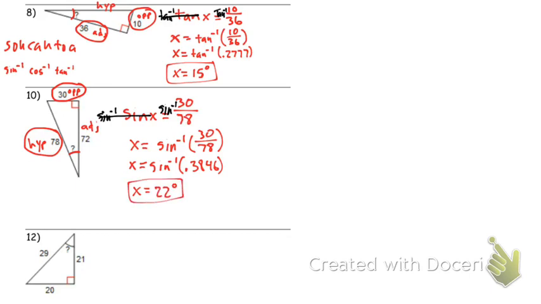Again, using any combination, you should have still gotten the same answer. It's just your trig function would have changed. For example, if you used opposite with adjacent, it would have been tangent here. If you used adjacent and hypotenuse, you would use cosine here. So again, it all would give you the same answer.